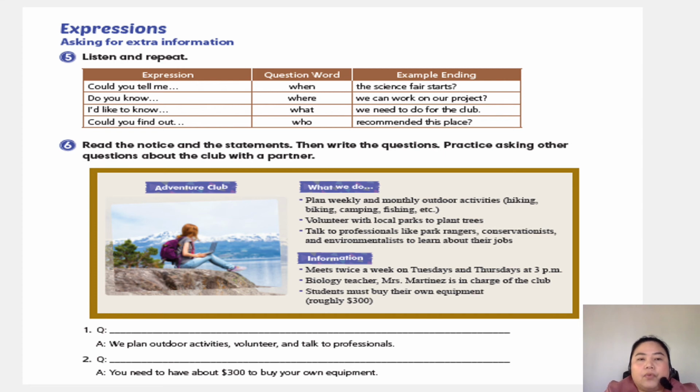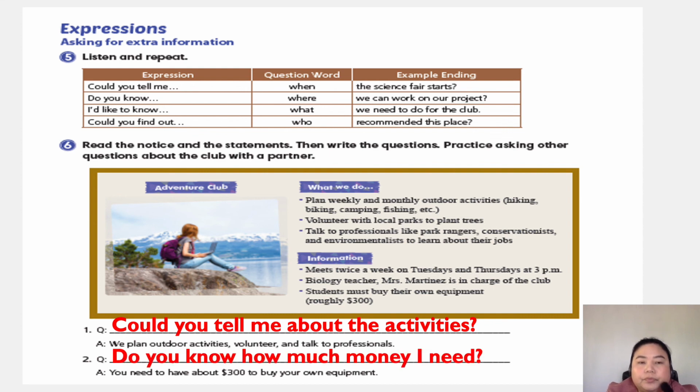Okay, now read the notice and the statements, then write the questions. Okay, the answer is we plan outdoor activities, volunteer, and talk to professionals. So you asked about the activity, right? So the question is, could you tell me about the activities? You need to have about $300 to buy your own equipment. We asked about the money, right? So, do you know how much money I need?